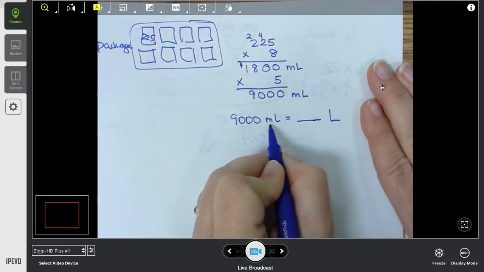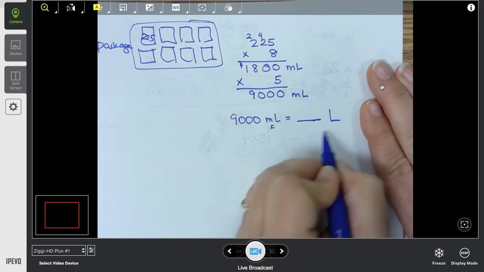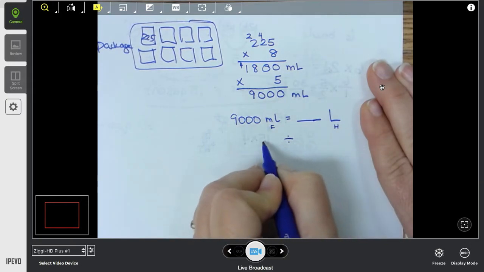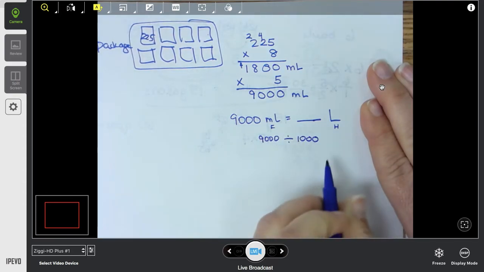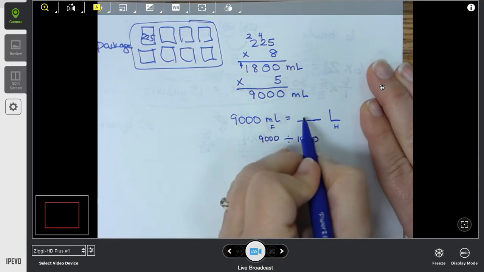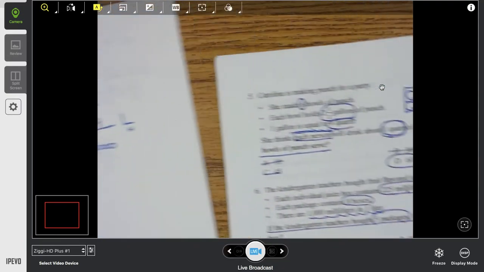We know milliliters are much smaller and there's 1,000 milliliters in 1 liter. So we're going fly to horse, divide, of course. 9,000 milliliters divided by how many milliliters in a liter? 9,000 divided by 1,000 is 9. There are 9 liters in their juice boxes.